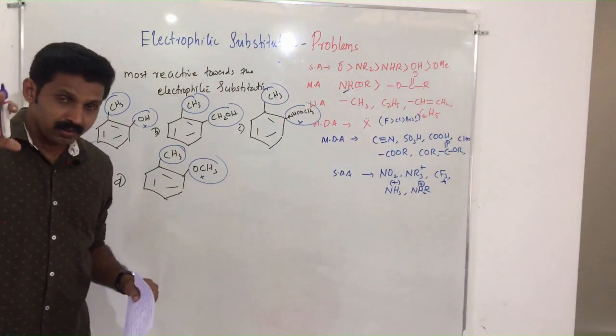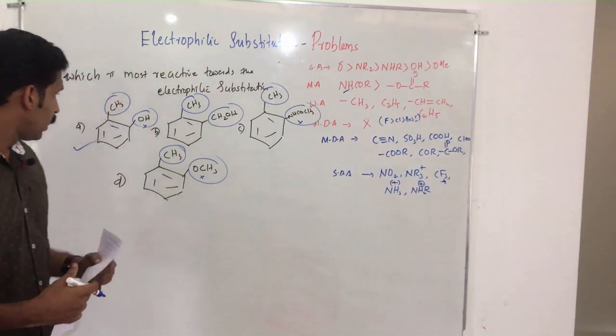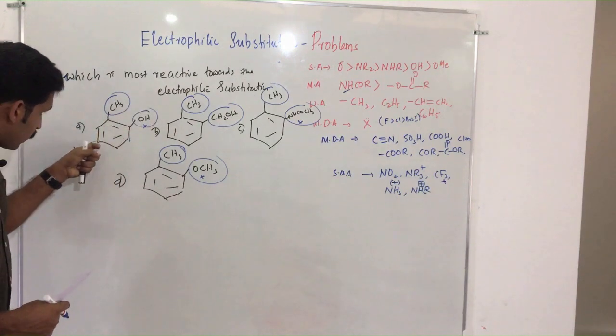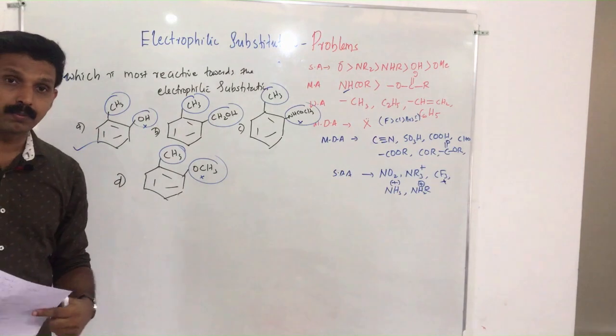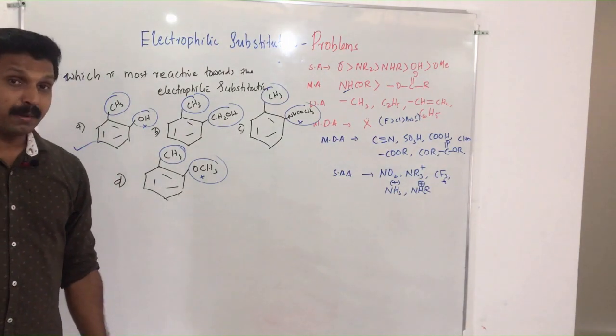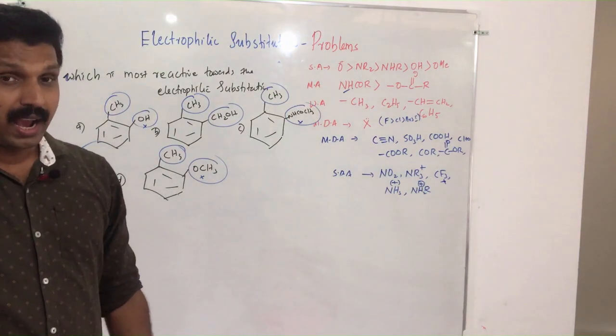I want to add one more piece of information here: if the electrophilic substitution reaction takes place, the third group will preferably go to the para position of the most activating group.